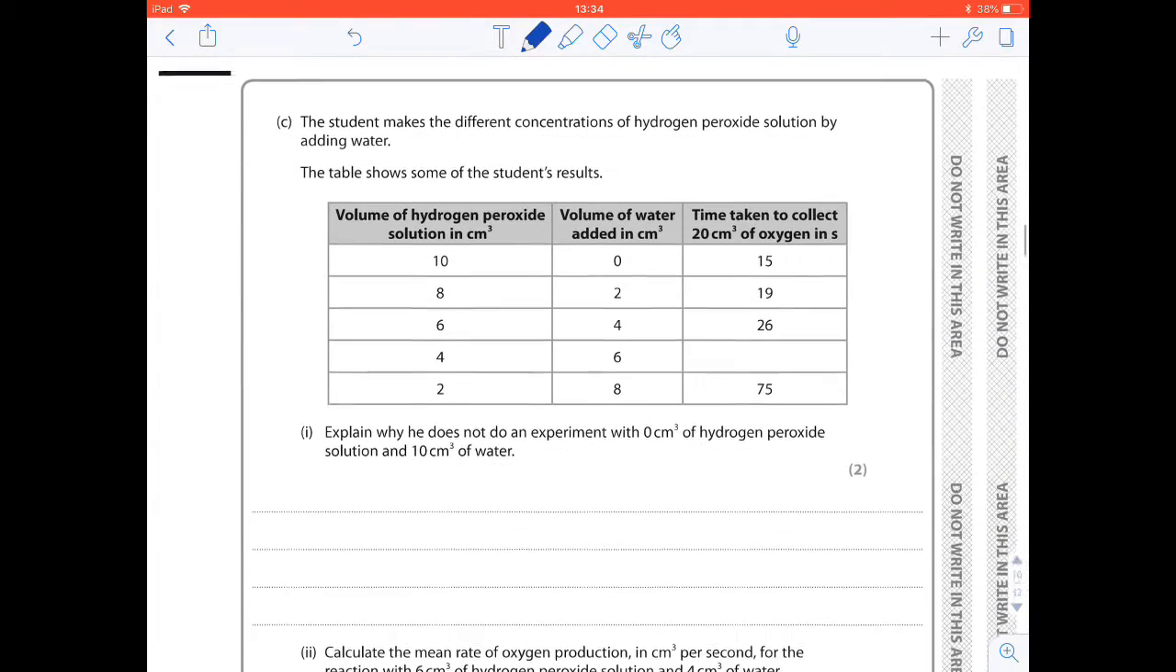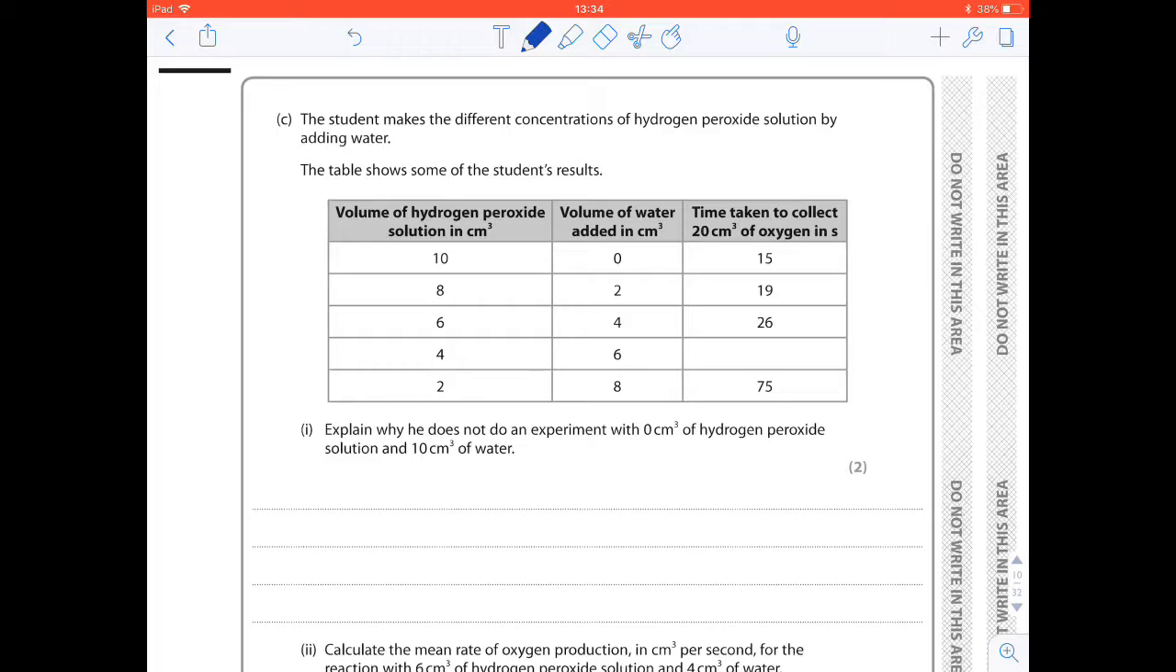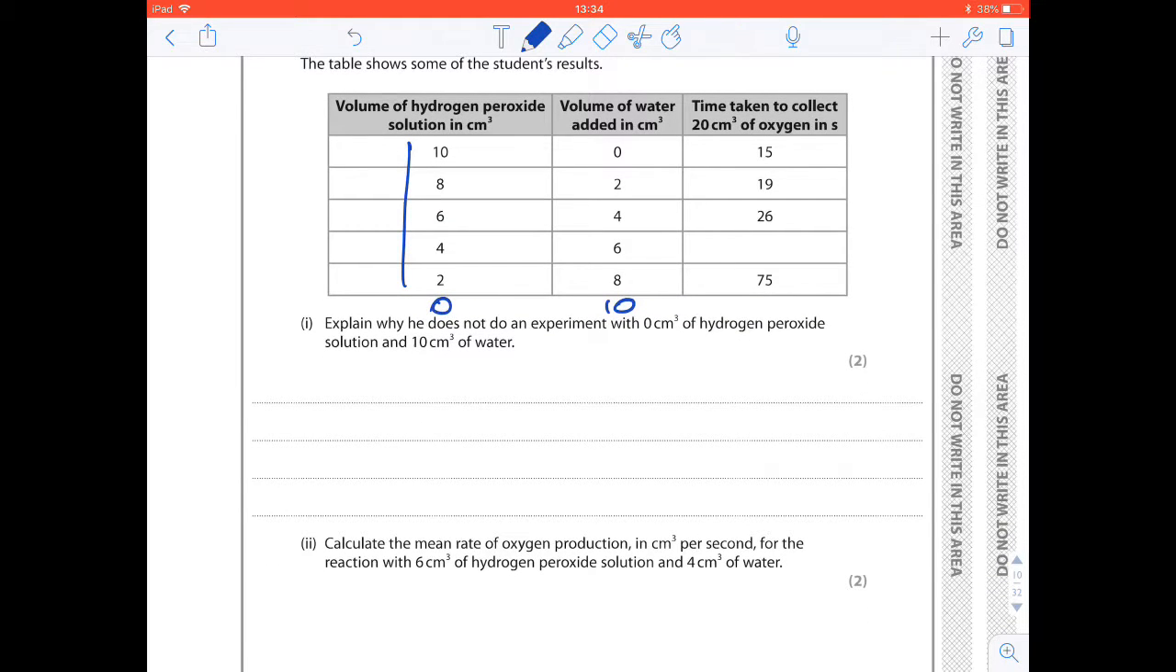Then here's the results. What they've done is just take different volumes of hydrogen peroxide solution here and diluted them with water so that the total volume in each case is the same. Then they've timed how long it takes to collect 20 centimetres cubed of oxygen. And the question says, well, why doesn't this carry on going down to 0 and 10 of water? And the point there is that if you just use water on its own and no hydrogen peroxide, then there'll be no oxygen produced, so you won't get anything.